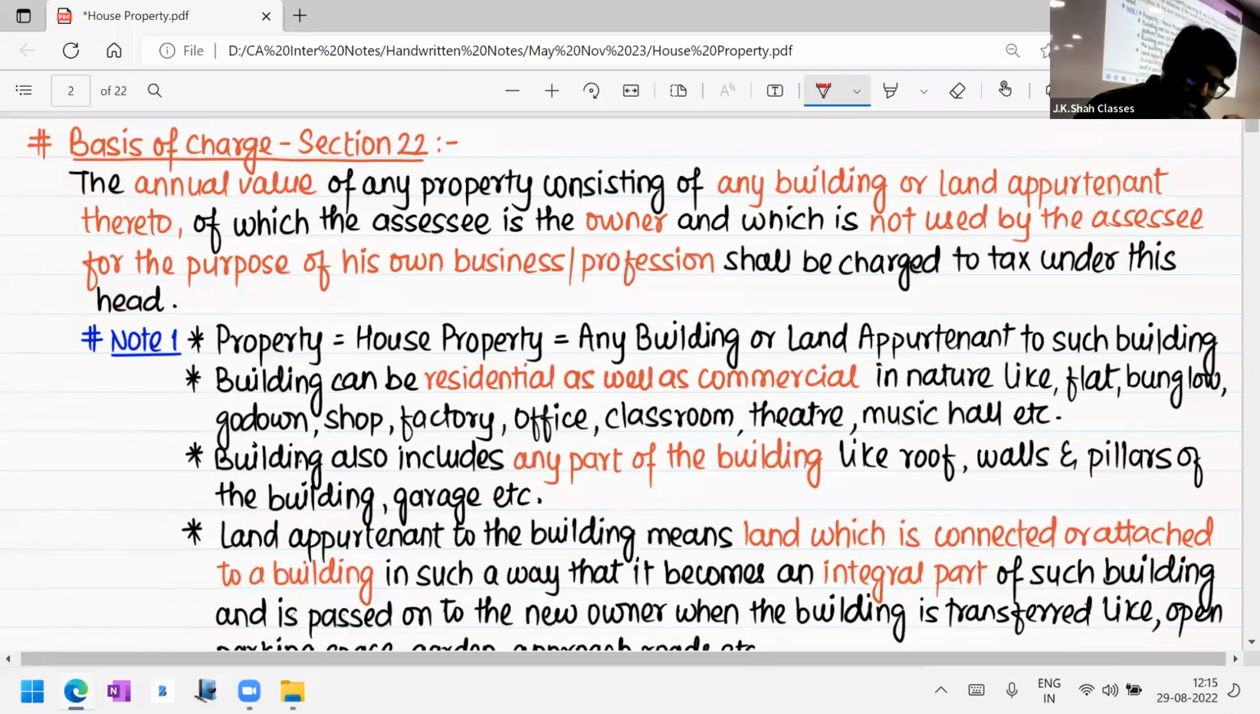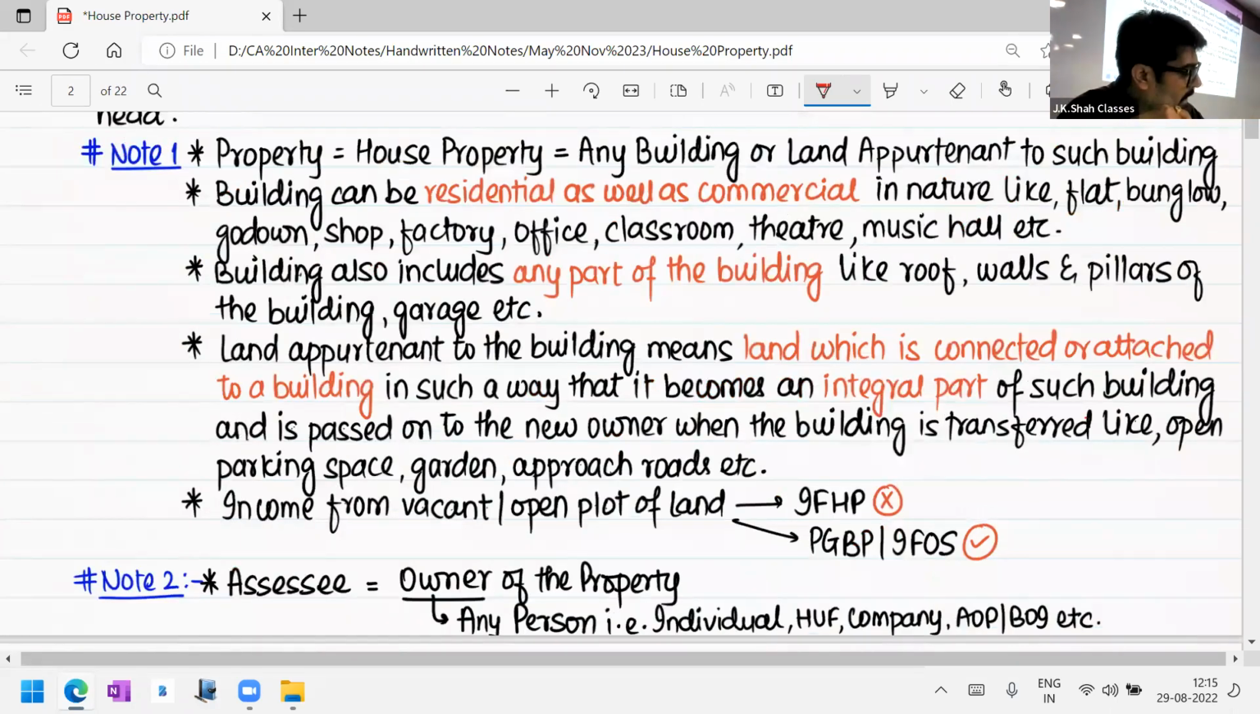So can you see note number 1? Please read it entirely, and let me know, have we discussed it or not?